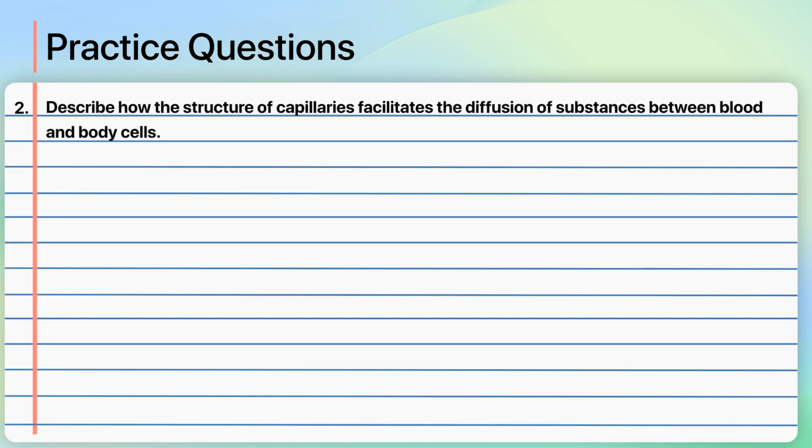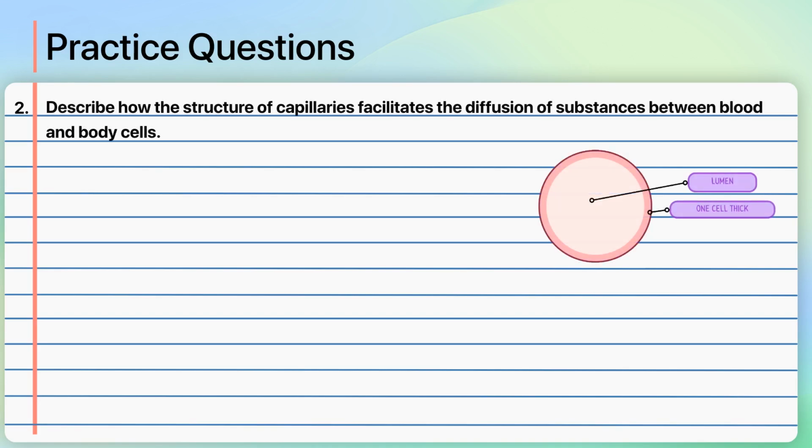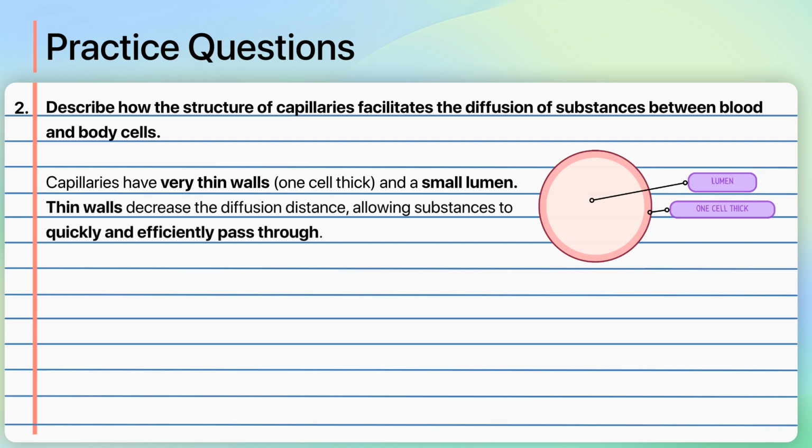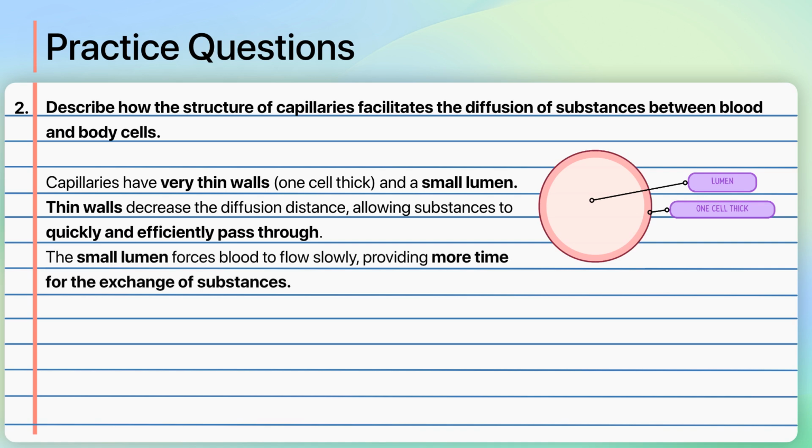Describe how the structure of capillaries facilitates the diffusion of substances between blood and body cells. First, identify the structural features. Capillaries have very thin walls, just 1 cell thick, and a small lumen. Link this to the function of the blood vessels. Thin walls decrease the diffusion distance, allowing substances to quickly and efficiently pass through. The small lumen forces blood to flow slowly, providing more time for the exchange of substances.